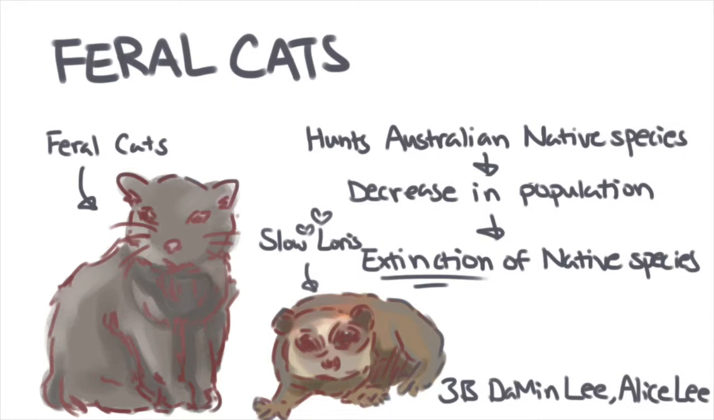In Australia, the impact of an invasive species, the Australian feral cats, on the biodiversity of native species is detrimental. The increasing number of feral cats all over the country are hunting native Australian species, leading to a sharp decrease or even extinction of native species.